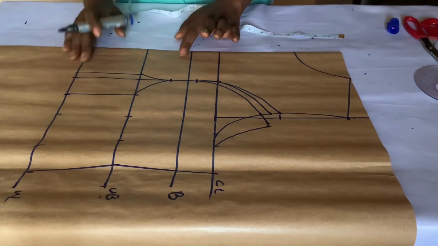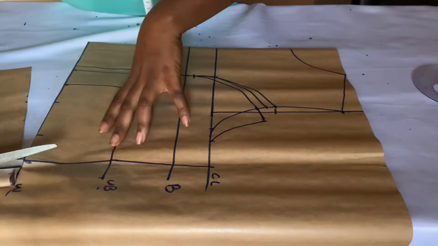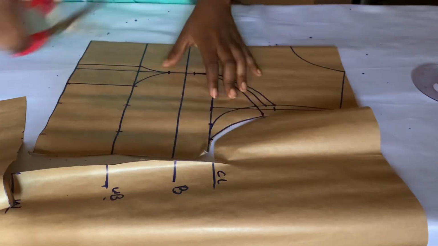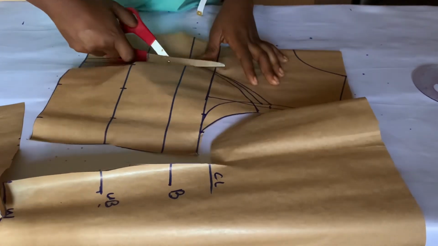So that's basically all for the drafting of the front pattern. I'm going to go ahead and cut it out now. You have to pay close attention to how I'm cutting it and all the places I will be cutting, so you won't make any mistake.